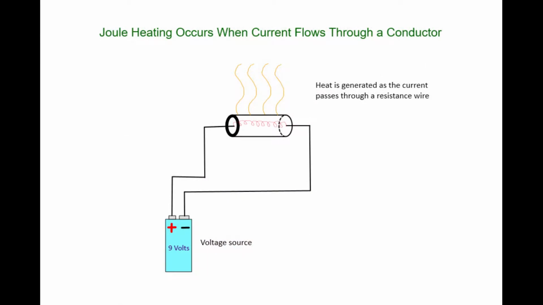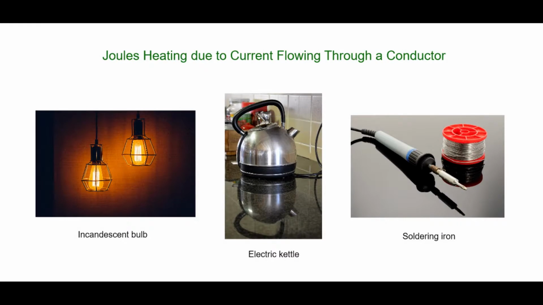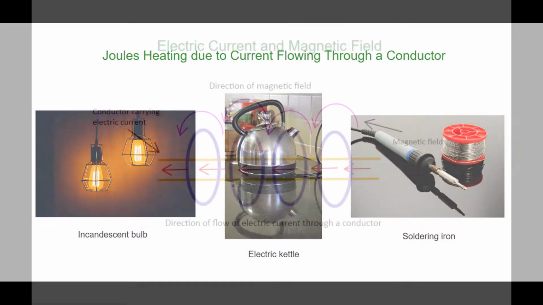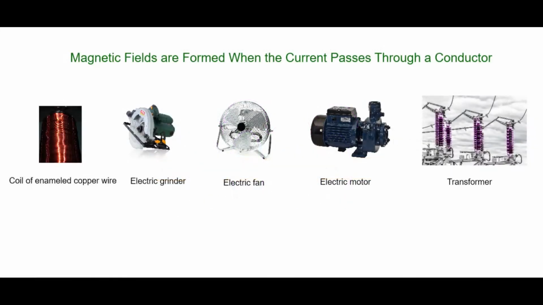There are two types of effects that are caused by the flow of electric current. One is Joule heating. It is the heat produced when the current flows through a conductor. Examples: heating of the filament of an incandescent bulb, heating of the elements of an electric heater or kettle, heating in soldering, etc. The other is the formation of magnetic fields. Magnetic fields are formed around a conductor when the current passes through it. Examples: inductors, motors, generators, etc.